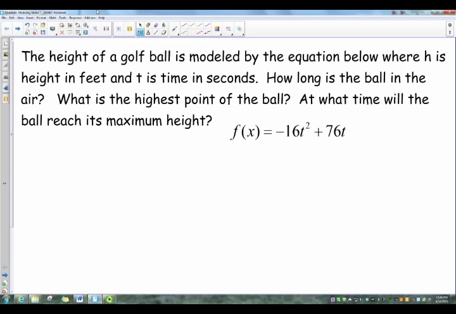Now in this equation they give you this f of x, and we've always known that that is y, or in this equation it's the h. Okay, so that's your height. So that's another way of looking at this. Alright, so what we've got is this equation. We've got to think of what this represents.